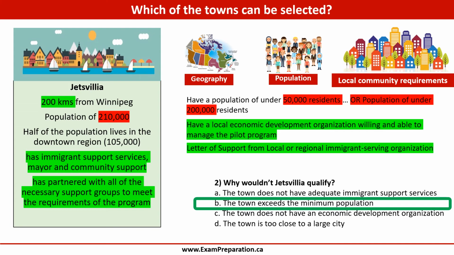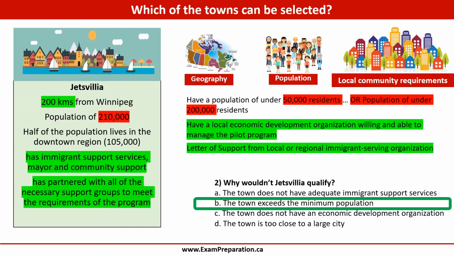The town exceeds the minimum population requirements. There's no partnership that a mayor can do to make sure that 10,000 people leave the town, right? So again, it leads us towards confirming our answer that Vilia does not qualify for this. But of course, we need to take a look at the other answers, right? The town does not have an economic development organization. Again, we're given a pretty strong indicator that there is, because the mayor has, of course, partnered with all the groups needed for this, which would obviously include an economic development organization.